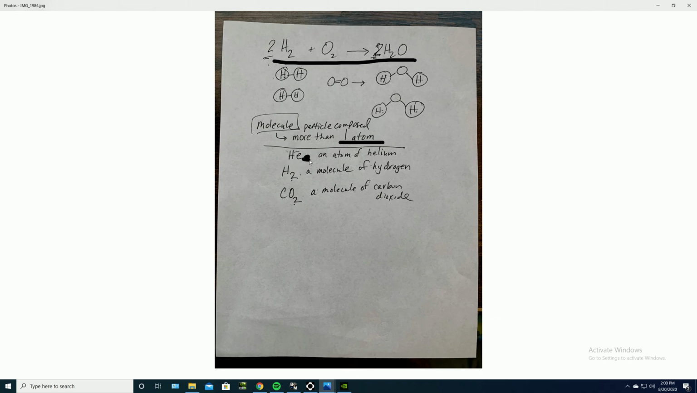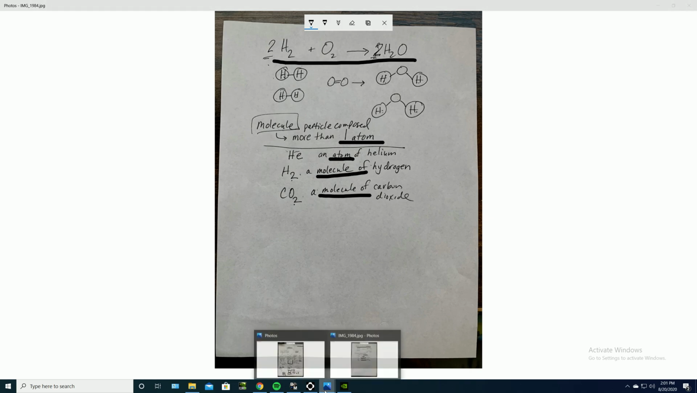If we had He2, with the 2 in subscript showing that helium was bonded to itself, then that would be considered a molecule since it's more than one atom. But since it's singular, it's just an atom of helium. Anything else, for example, H2 would be a molecule, or CO2 would be a molecule. It doesn't matter what type of atoms are bonded together. It doesn't have to be 2 of the same or 2 different. As long as it's over one atom, it is considered a molecule.